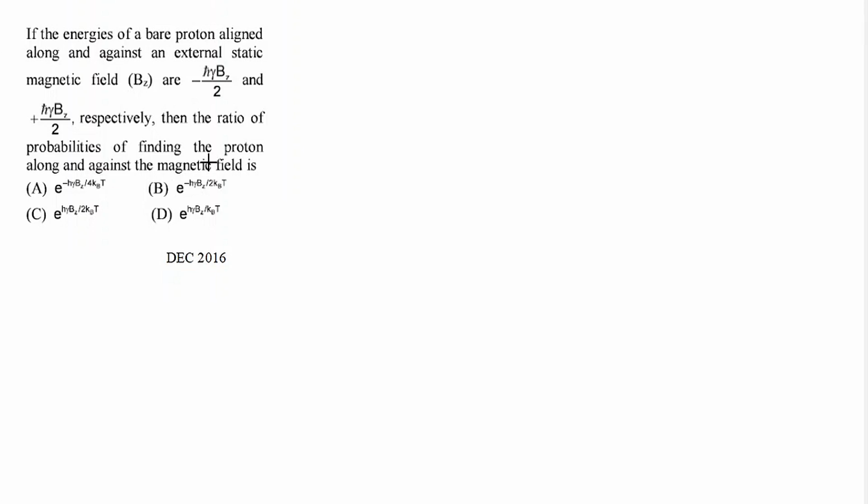This concept is from the nuclear partition function, and in the nuclear partition function we have 2 states, that is P0 and P1. When the proton is along the field then it will be the ground state, and when it is against the field then it will be the first excited state. So the values of energies are given: along, this will be minus gamma h cut Bz by 2, and against, this will be plus gamma h cut Bz by 2. Now we have to find the ratio of probabilities.